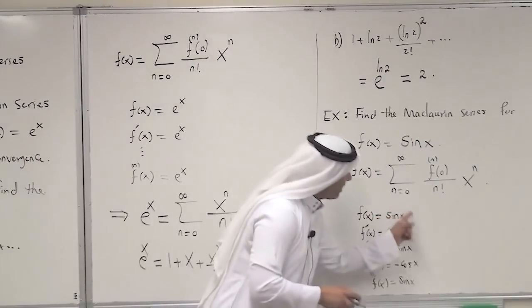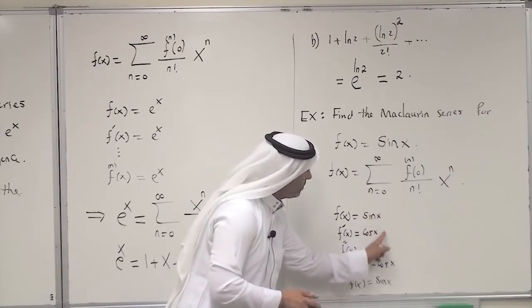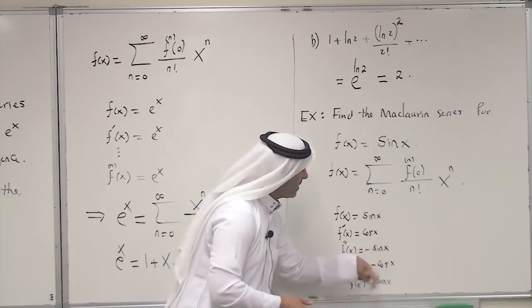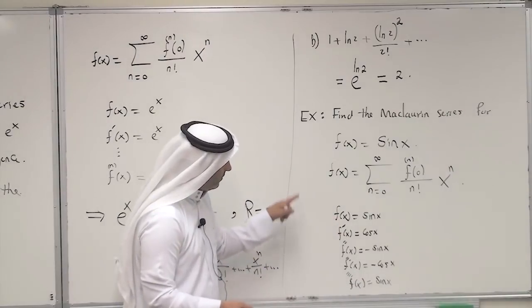So what does it mean here? It seems that we have a cycle of order 4. Look, each 4 derivatives will go back to the same. 1, 2, 3, 4, come back to the sine. Next one will be cosine, next will be minus sine, next will be minus cosine, then come back to the sine. So it is a cycle of order 4.